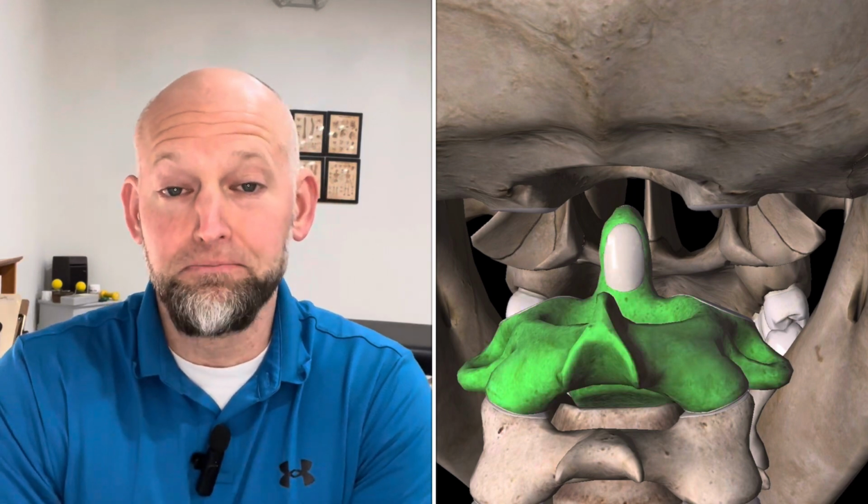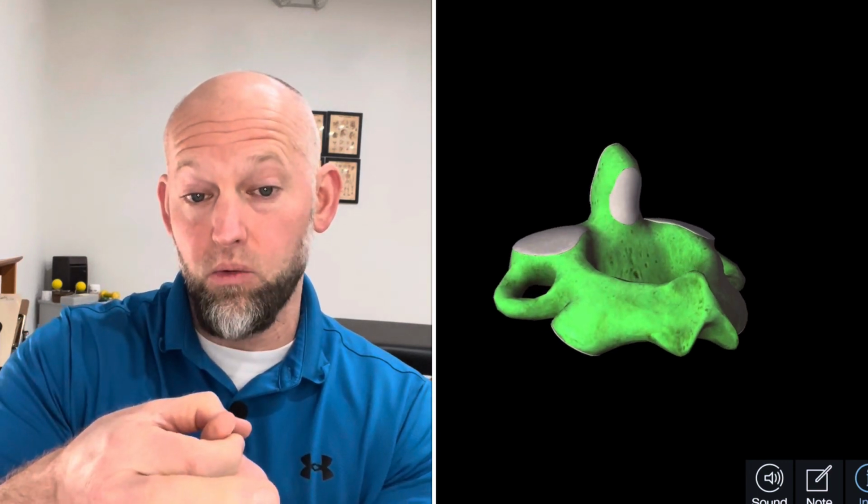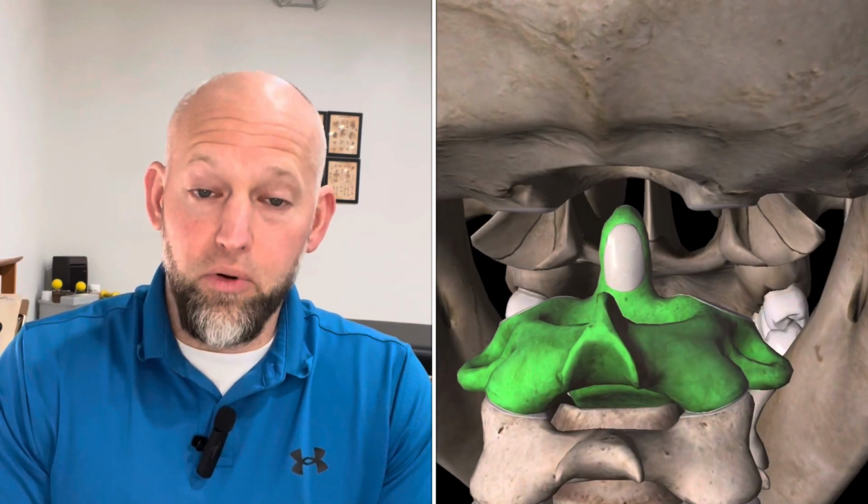C2 is really interesting. It's got what's called the odontoid process, or the dens. It kind of pops up like that right there. And that's what I backed up to look at on C1 again, where those two points articulate. So the dens comes up and C1 sits around it like that. And that's so that it can spin. So equally as important of a segment.